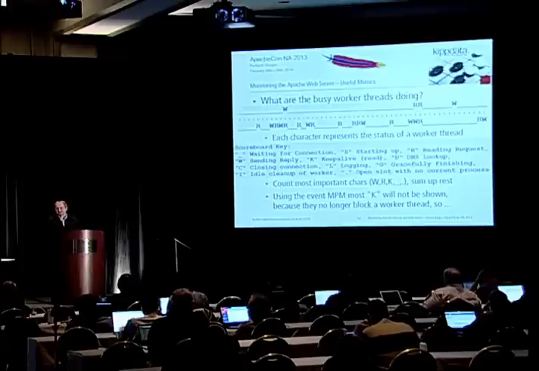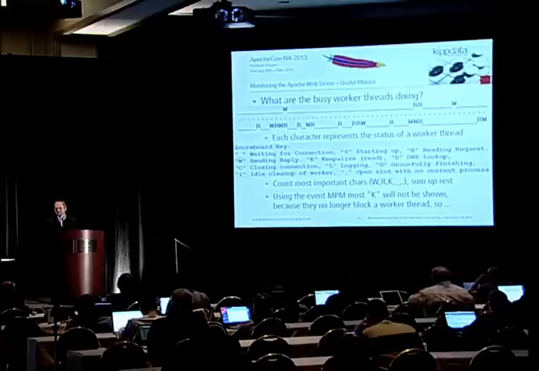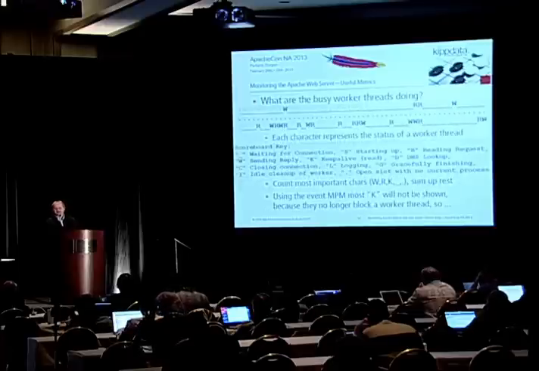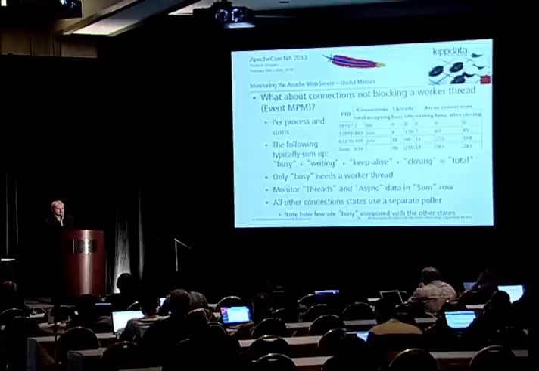The K, as Rich already explained, is the keep alive status, and the underscore is an idle slot. The dot means there could be a process running that would take up these slots, but there is none currently. As Rich already explained, K was very frequent before we had the event MPM. Now the K is gone mostly, and we can see where it went to.